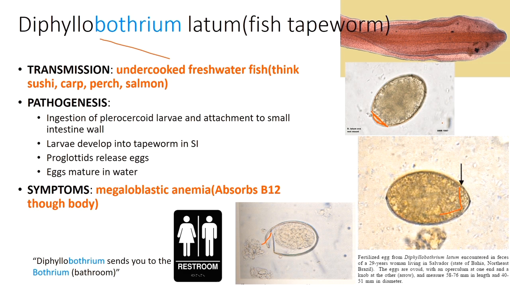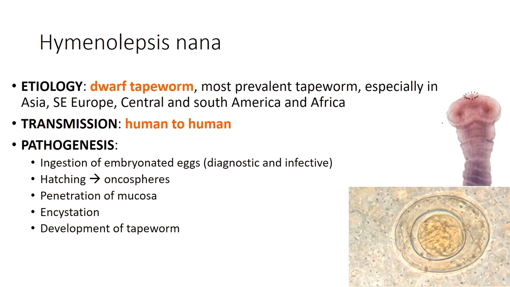Okay, Hymenolepis nana. So I just remember Nana. This is Nana. See your little, this is Nana's hat. Okay, and so dwarf tapeworm, this is very small. It's the most prevalent tapeworm, and it's the only one that is spread by human-to-human contact. This is in places like Asia, Southeast Europe, Central and South America, and even Africa.